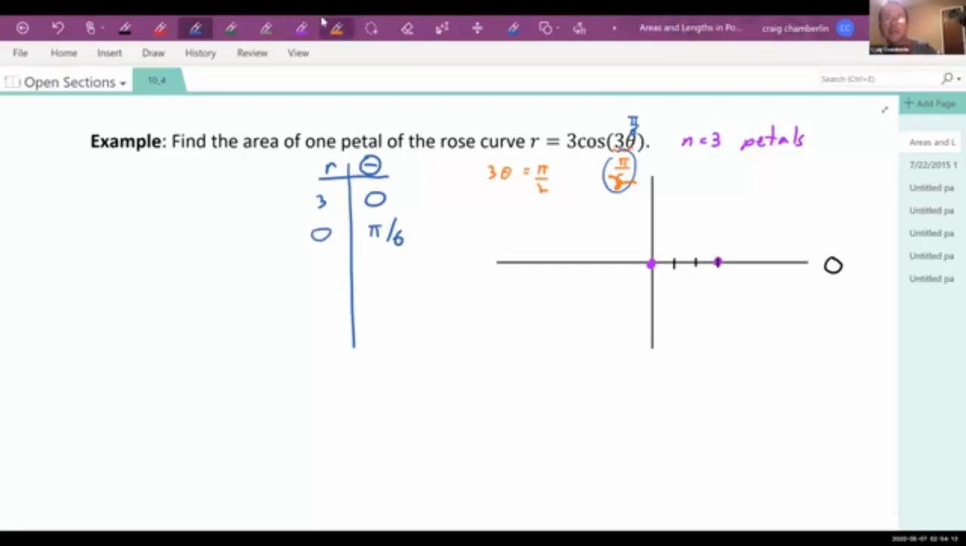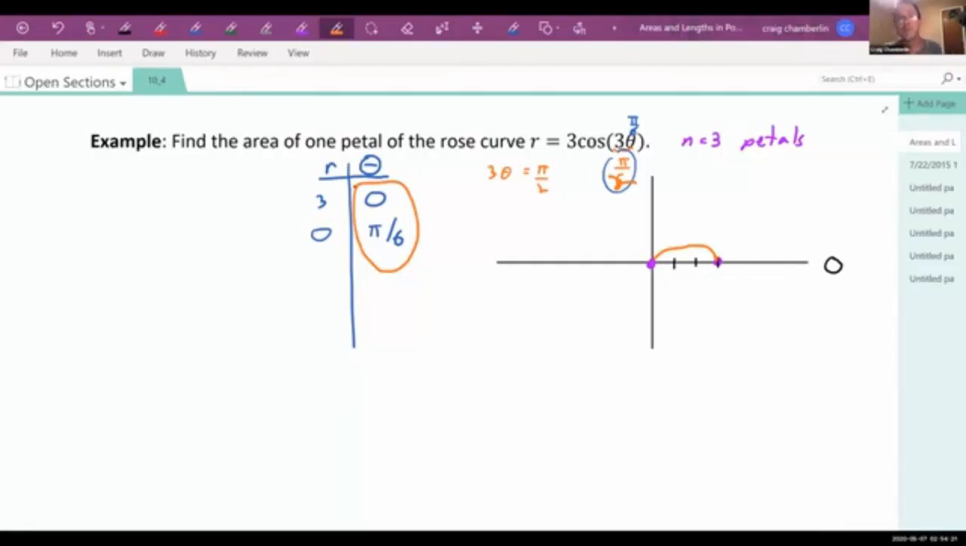So what I'm saying then is you're going to trace out half of one petal if you let theta range from 0 to pi over 6. That's all I need to set up my integral. I'll show you why in a second, but you guys see how I got that?